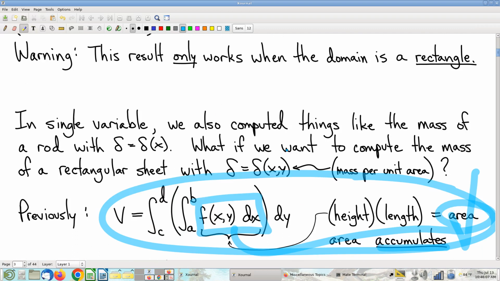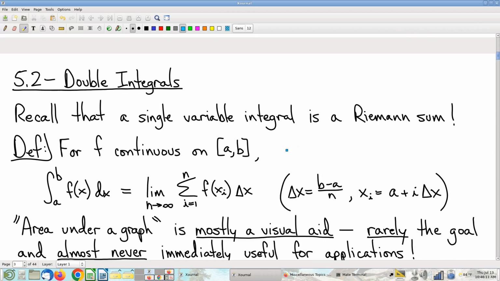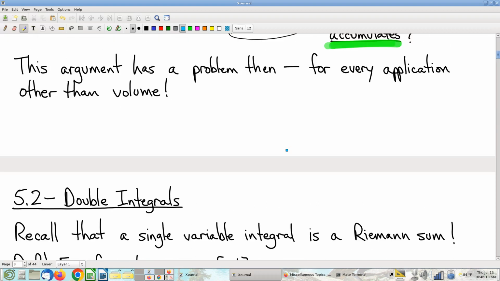We're going to have to find another way to answer applied questions. And real quick, the answer is going to be something called double integrals. We'll get to that next time.